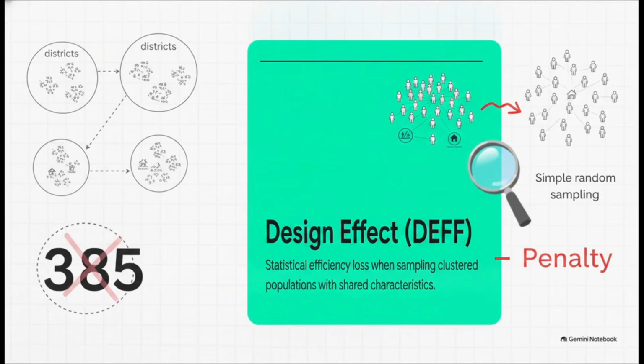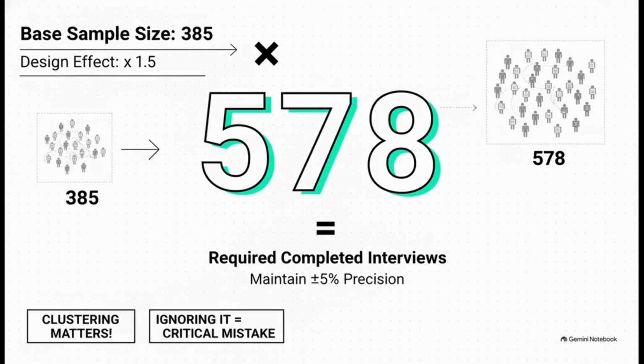Because of this loss of statistical efficiency, we literally have to apply a penalty. Let's assume a pretty standard design effect of 1.5 for our clustered field survey. We take our base of 385, multiply it by 1.5, and boom, we see a massive jump to 578. We now need 578 completed interviews just to maintain that original plus or minus 5% precision we promised ourselves at the very beginning. Clustering matters, folks, and ignoring it is a totally critical mistake.